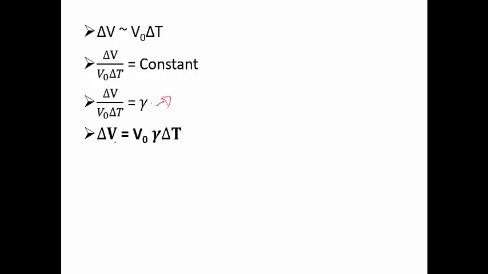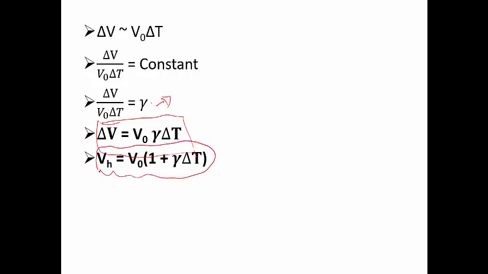If you cross-multiply, change in V becomes V naught gamma times change in T, and this equation is used to calculate the increase in volume of a substance. And if you are asked to calculate volume at hot temperature, you must use the second equation, where VH is volume at hot, and change in V is the increase in volume of the substance.